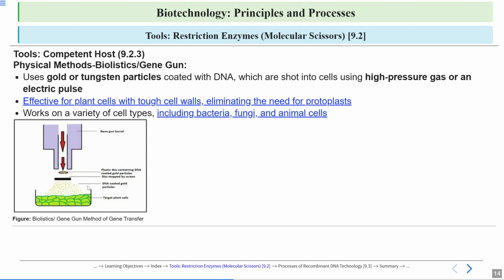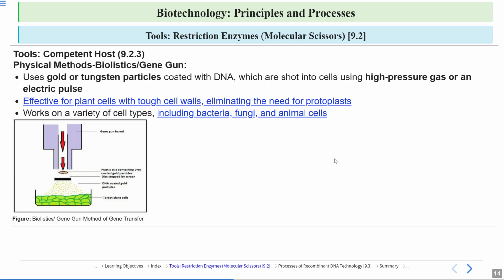You can see this is our target plant cell, and this is the plastic disc. This disc contains DNA coated gold particles. Now this is a gene gun barrel, and the high pressure gas or electric pulse will come from behind and create pressure, so the particles will start getting shot into this plant cell. So this is how it works.